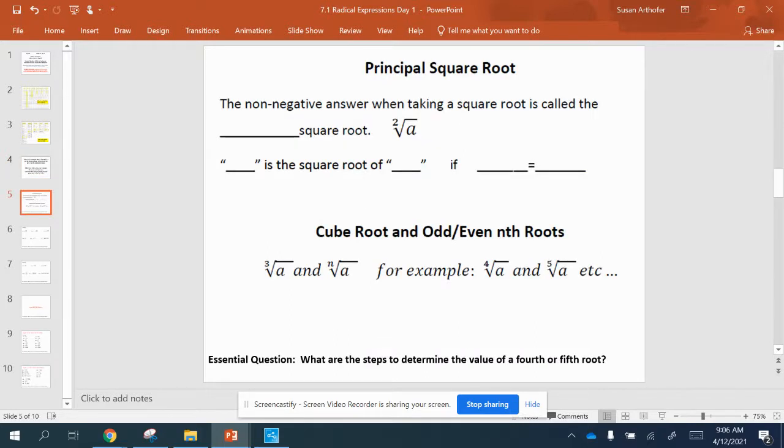Okay, so here we go. All right, let me grab a pen. So the principal square root, the non-negative answer when taking a square root, is called the principal square root. And C is the square root of A if C squared equals A.